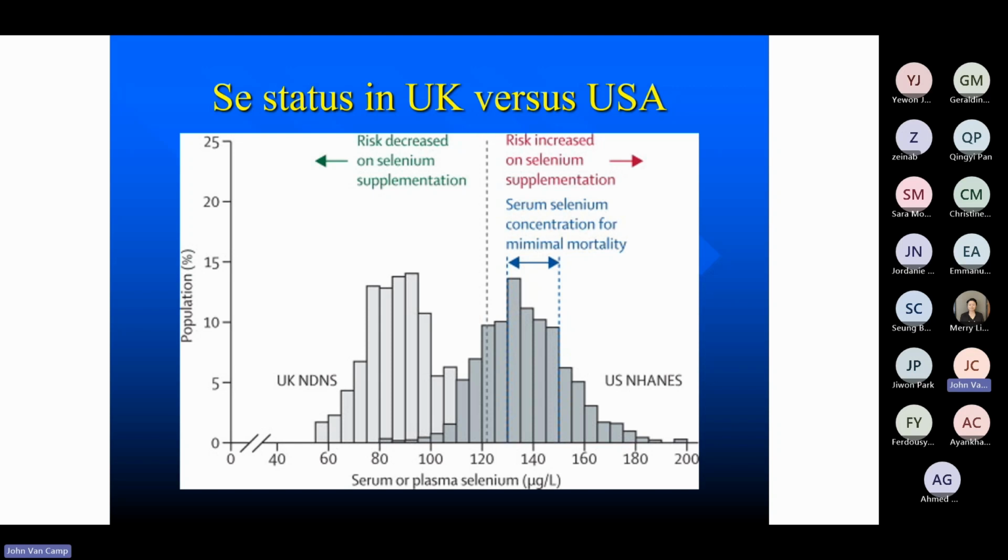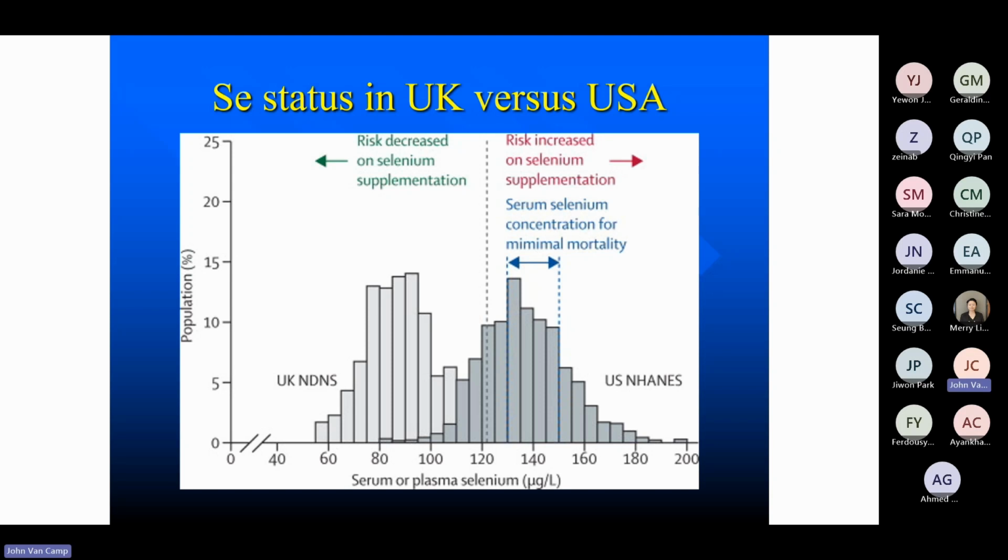According to the current studies that we know about potential health effects, it seems that the optimal selenium concentration with minimum mortality lies in the area of 130 to 150 micrograms per liter, which is more or less the optimum that we have today in the USA.